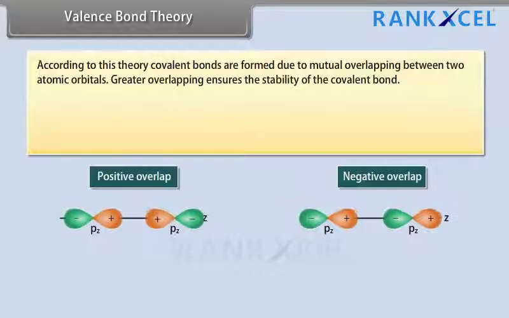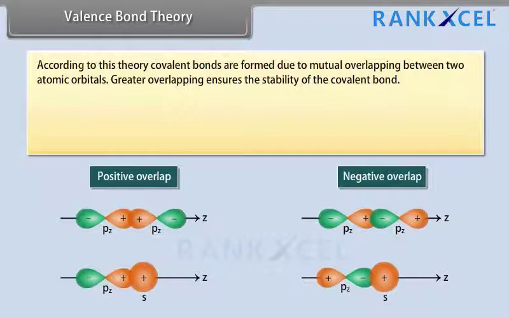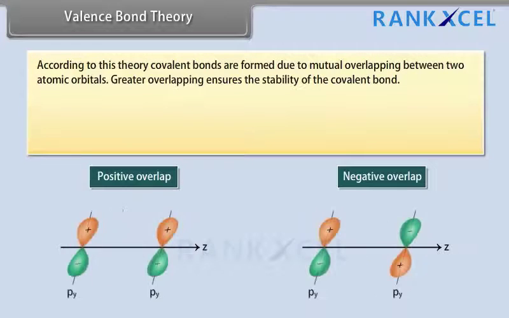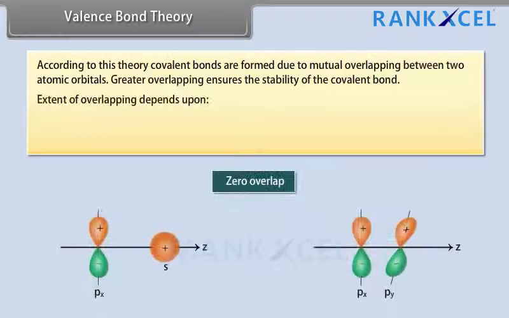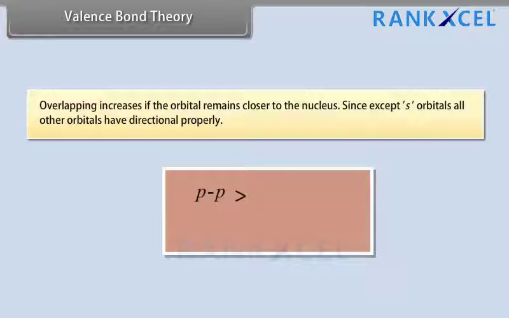Valence bond theory. According to this theory, covalent bonds are formed due to mutual overlapping between two atomic orbitals. Greater overlapping ensures the stability of the covalent bond. The extent of overlapping depends upon the nature of orbitals and the nature of overlapping. Overlapping increases if the orbital remains closer to the nucleus.